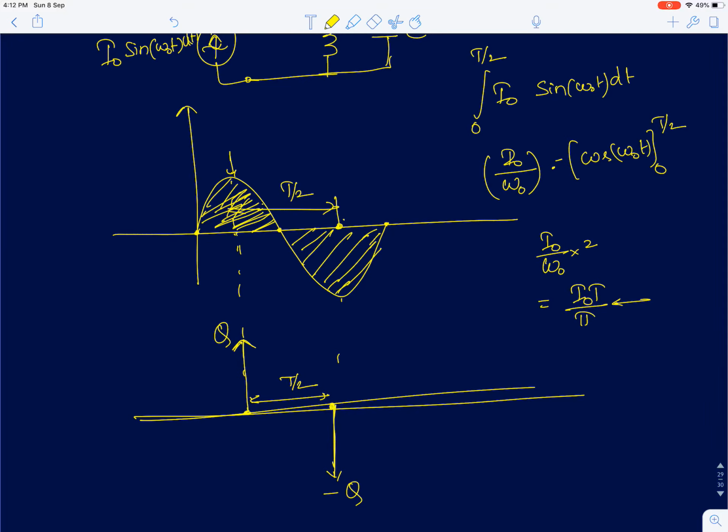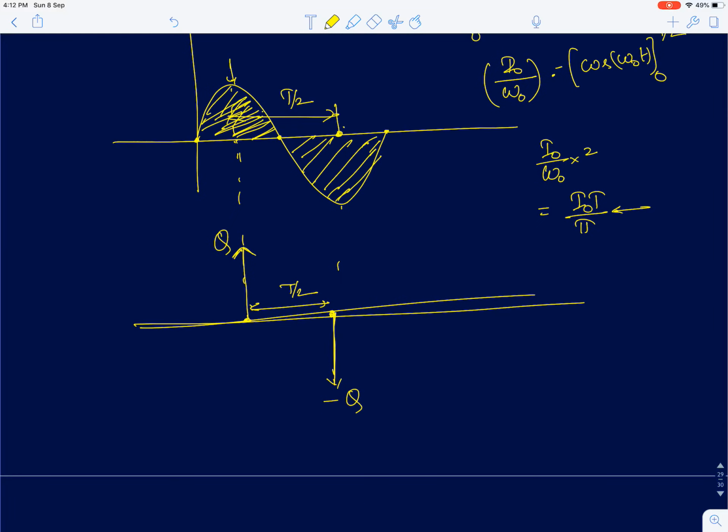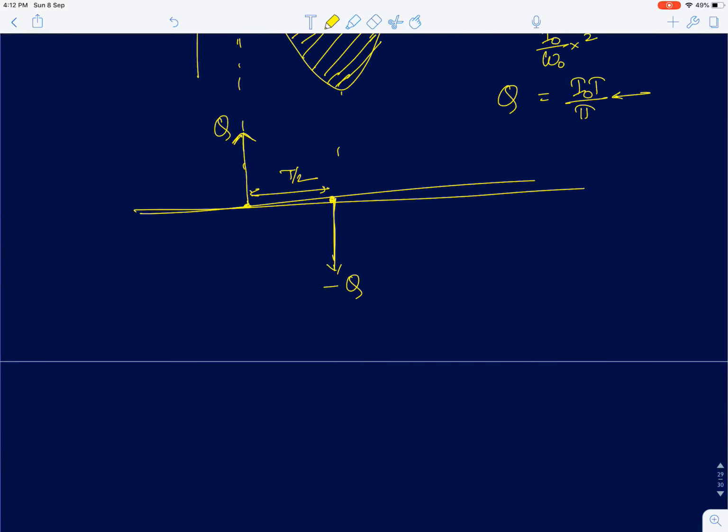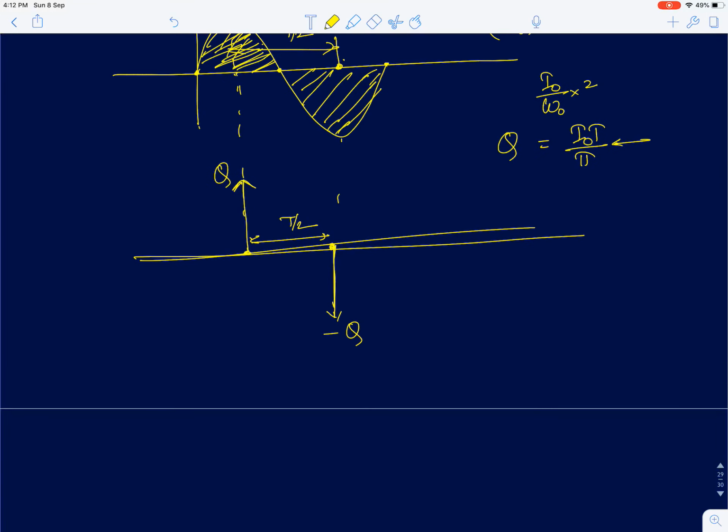So this q here is actually I naught T by pi. I am just using that. The value doesn't matter. I'm just trying to illustrate an idea here. So what happens at the instant I'm going to inject this charge?